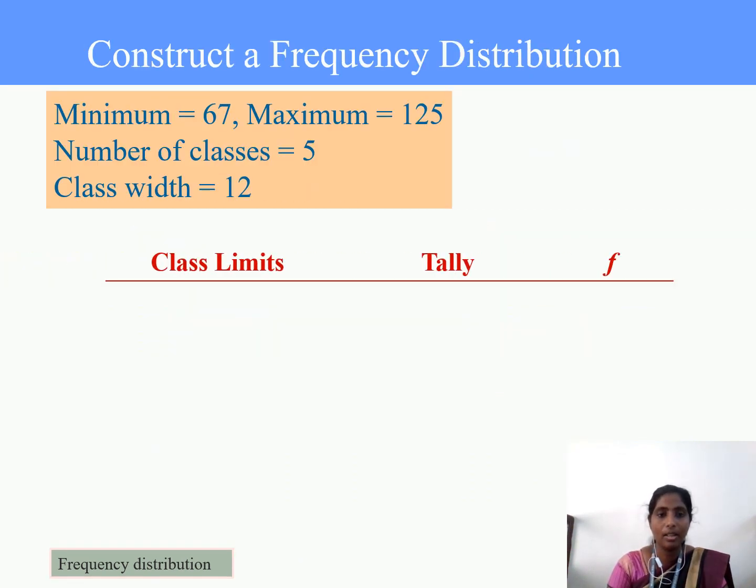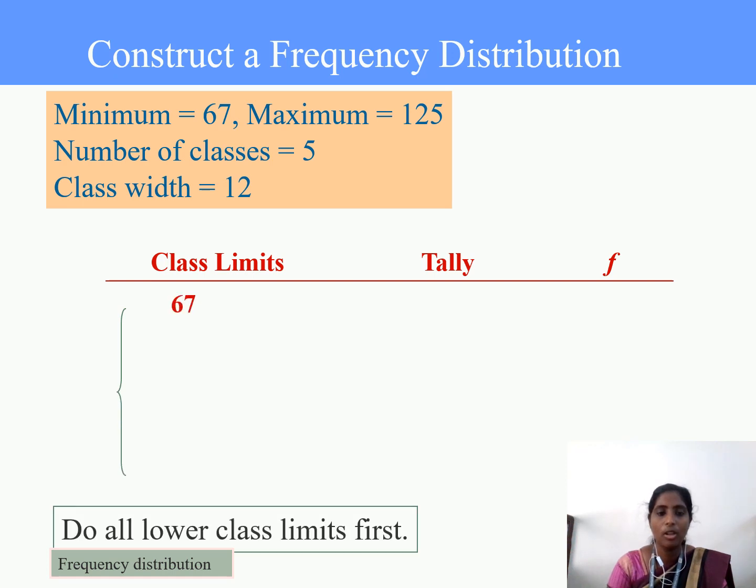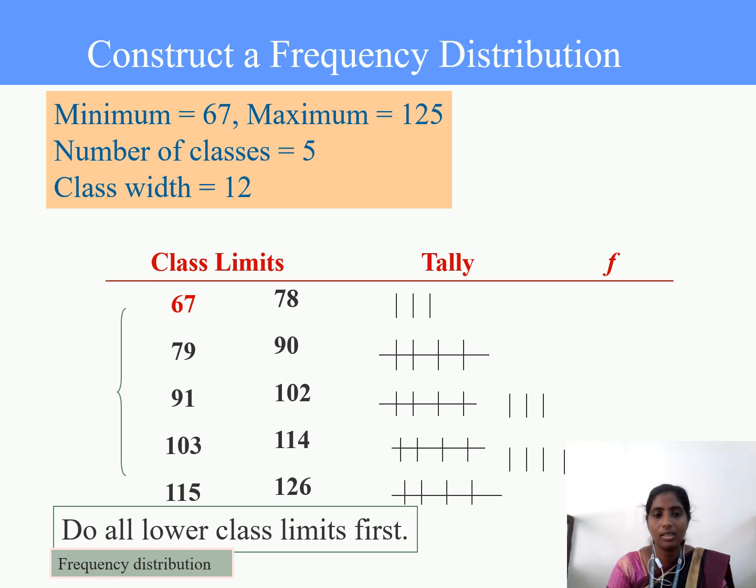Let's see the example. In our example, the minimum value is 67, the maximum value is 125, the number of classes is 5, and the class width is 12. So the class limit 67 to 78 is one interval, 79 to 90 is another interval, 91 to 102 is another interval, 103 to 114 is another interval, 115 to 126 is another interval. So for that we have marked the tally as well.